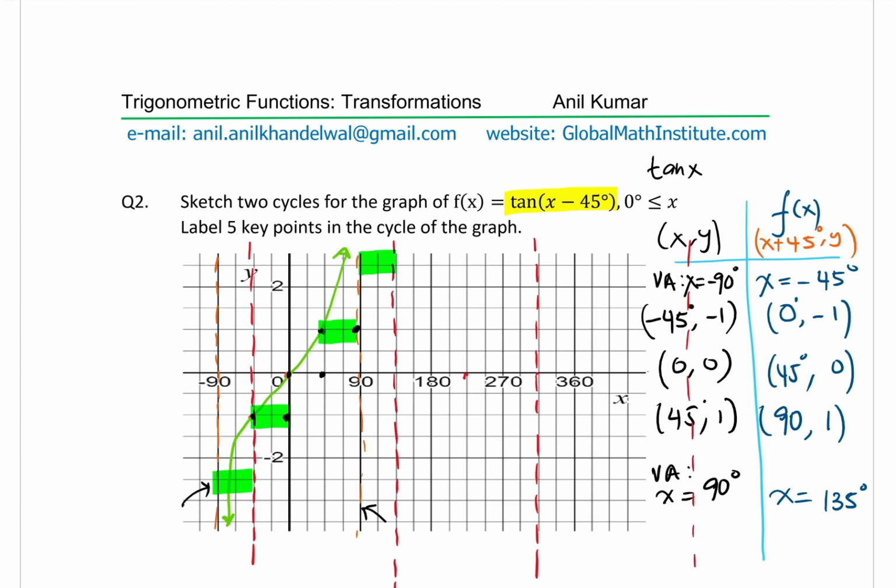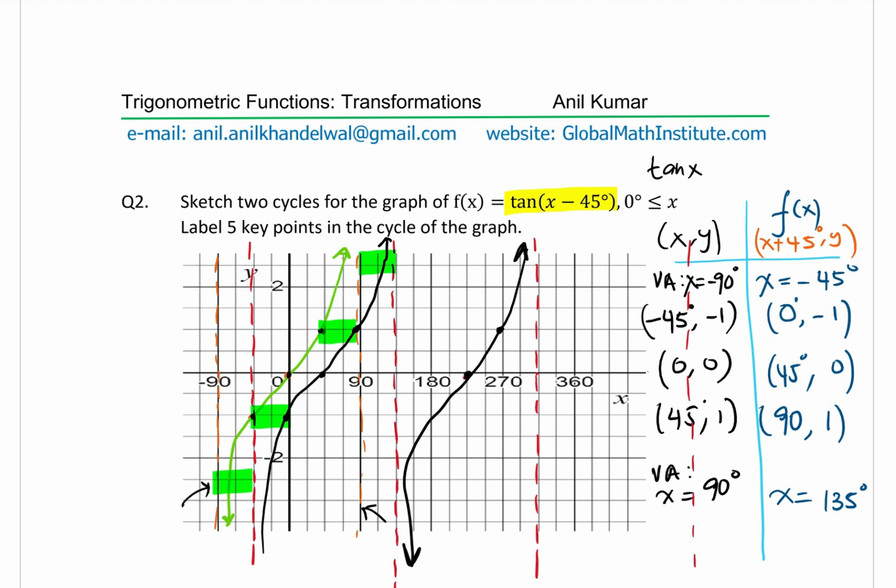The vertical asymptotes I've already drawn, so I could now sketch my graph. Is that clear to you? Similarly, I can sketch the next part of the graph. The key points now can be placed 180 apart, and you can sketch the graph. Correct? So that is how we are going to do the needful. Connecting these points, which you see here, we get the tangent function.